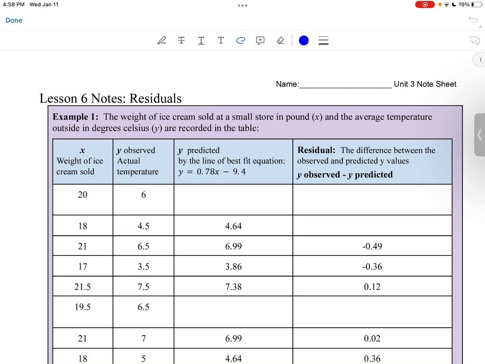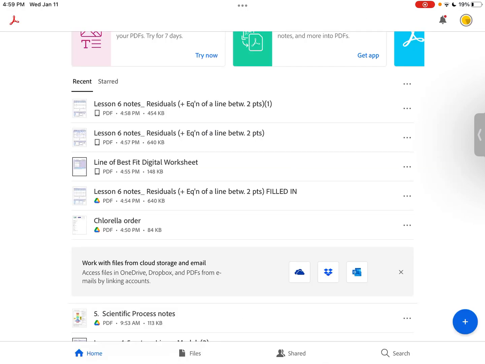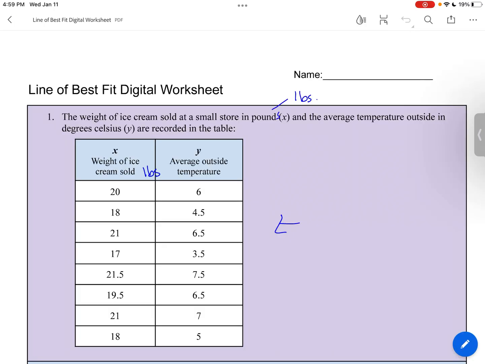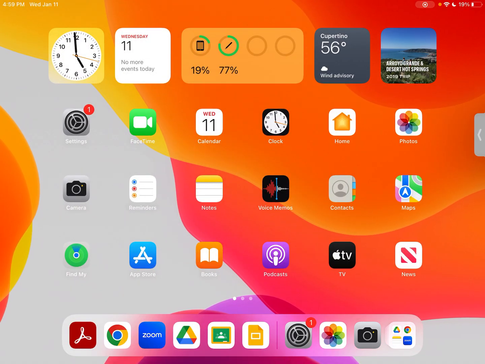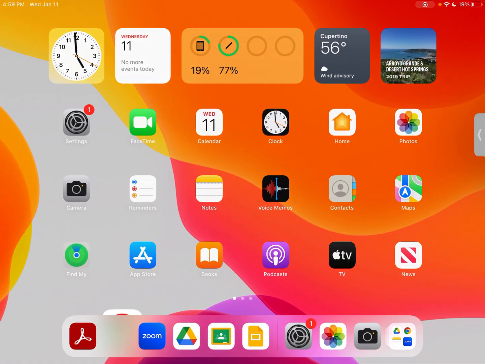Lesson 6, Residuals. Before you watch this video and do this note sheet, you should do two other things. You should do the digital note worksheet, the line of best fit digital worksheet. It's one of the assignments. And then you should also do this Desmos problem set.